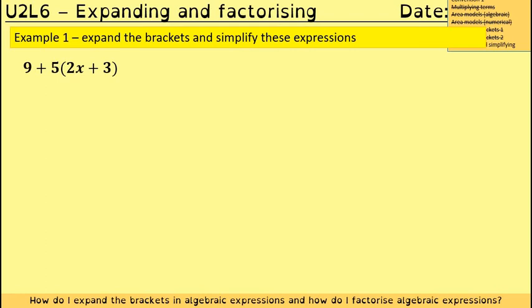We want to expand the brackets and simplify these expressions. So here we have 9 plus 5 times 2x plus 3. So we need to complete that multiplication before we complete the addition. That will give us 9 plus 10x plus 15. And notice as well how I'm working downwards in my working out, and I'm also writing every term underneath where I got it from, and that's a really clear way to show your working out. So the 9 is beneath the 9 and the 10x is beneath the 5 times 2x and the plus 15 is beneath the plus 3.